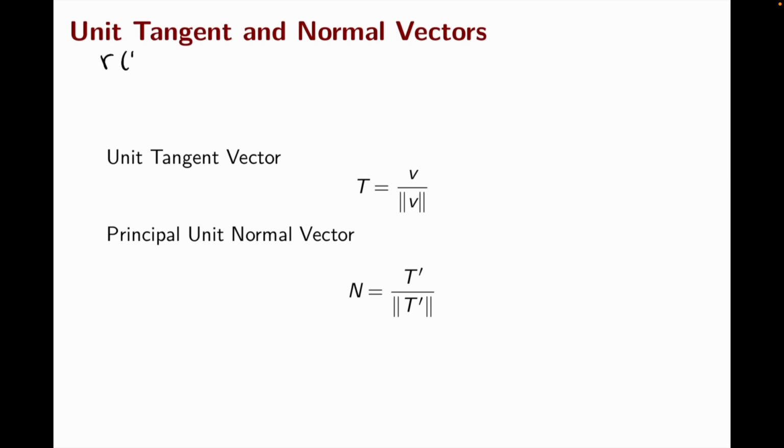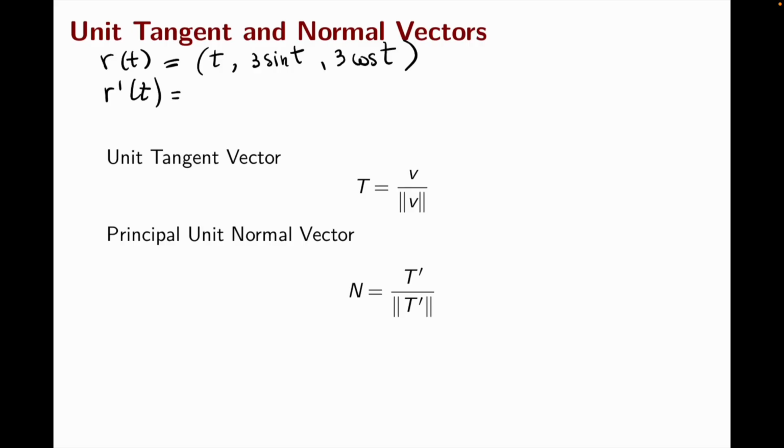Let's consider the curve in three-dimensional space given by these components: t, 3 sine of t, and 3 cosine of t. We can graph this curve in three-dimensional space, but let's calculate the unit tangent vector and the unit normal vector of this curve. In order to calculate that, we need first the velocity, right?